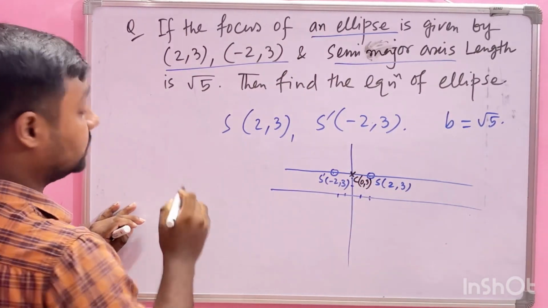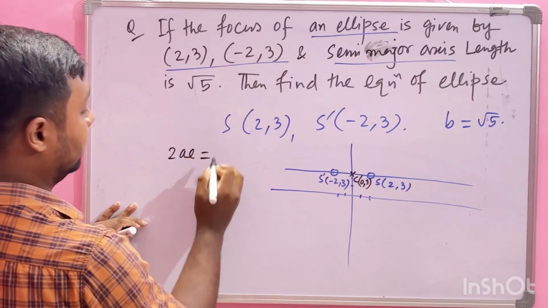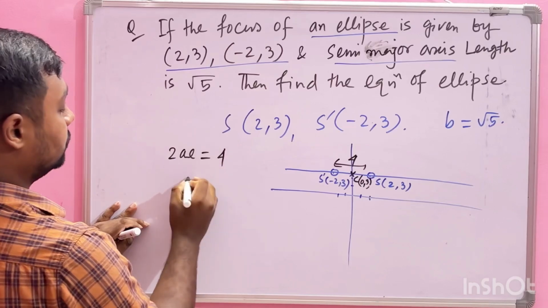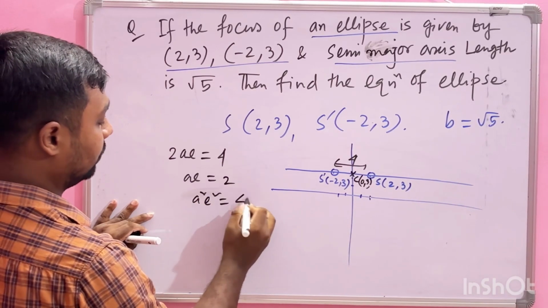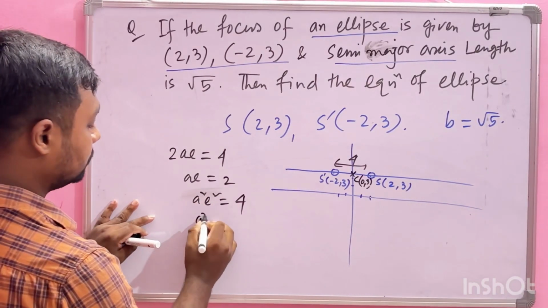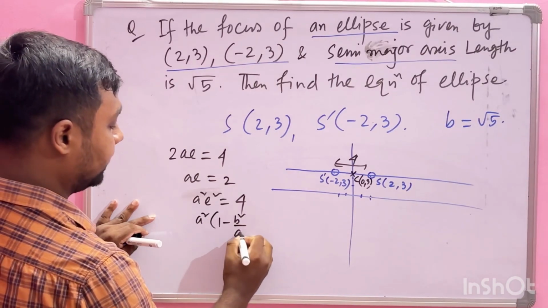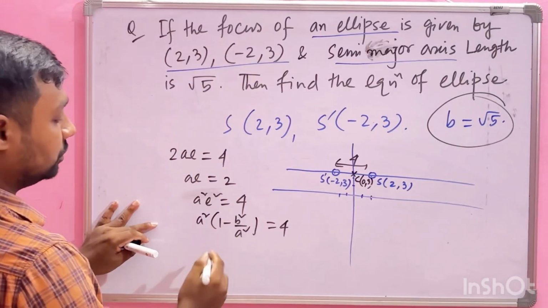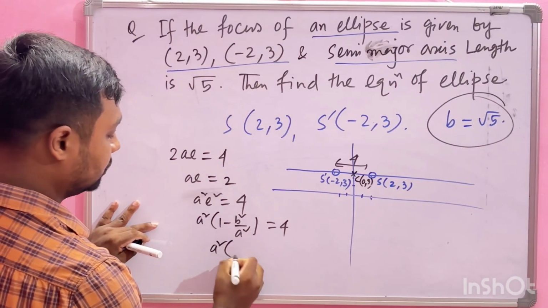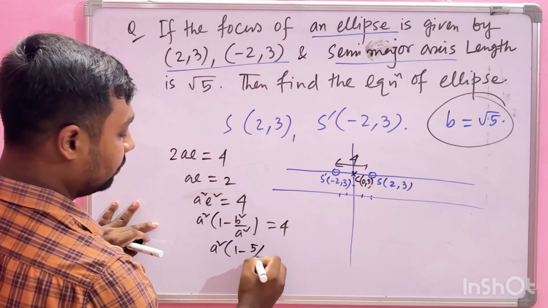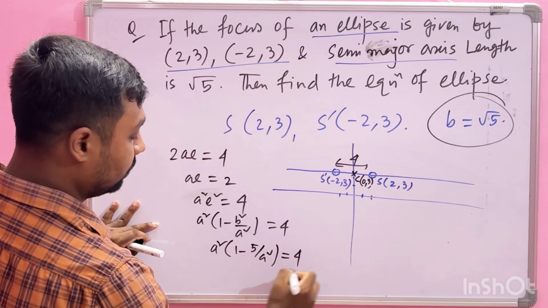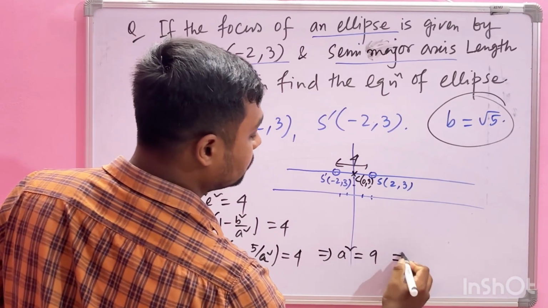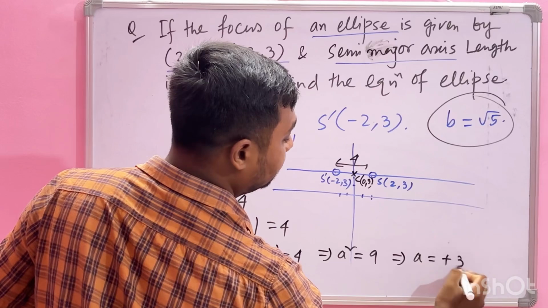The formula for the distance between two foci is 2ae. The distance between these two foci is 4. So 2a²e² equal to 4, that is a²(1 minus b²/a²) equal to 4, and b is given as √5. If you put the value of b here, we get a²(1 minus 5/a²) equal to 4. From here, a² equal to 9, so a equal to ±3.